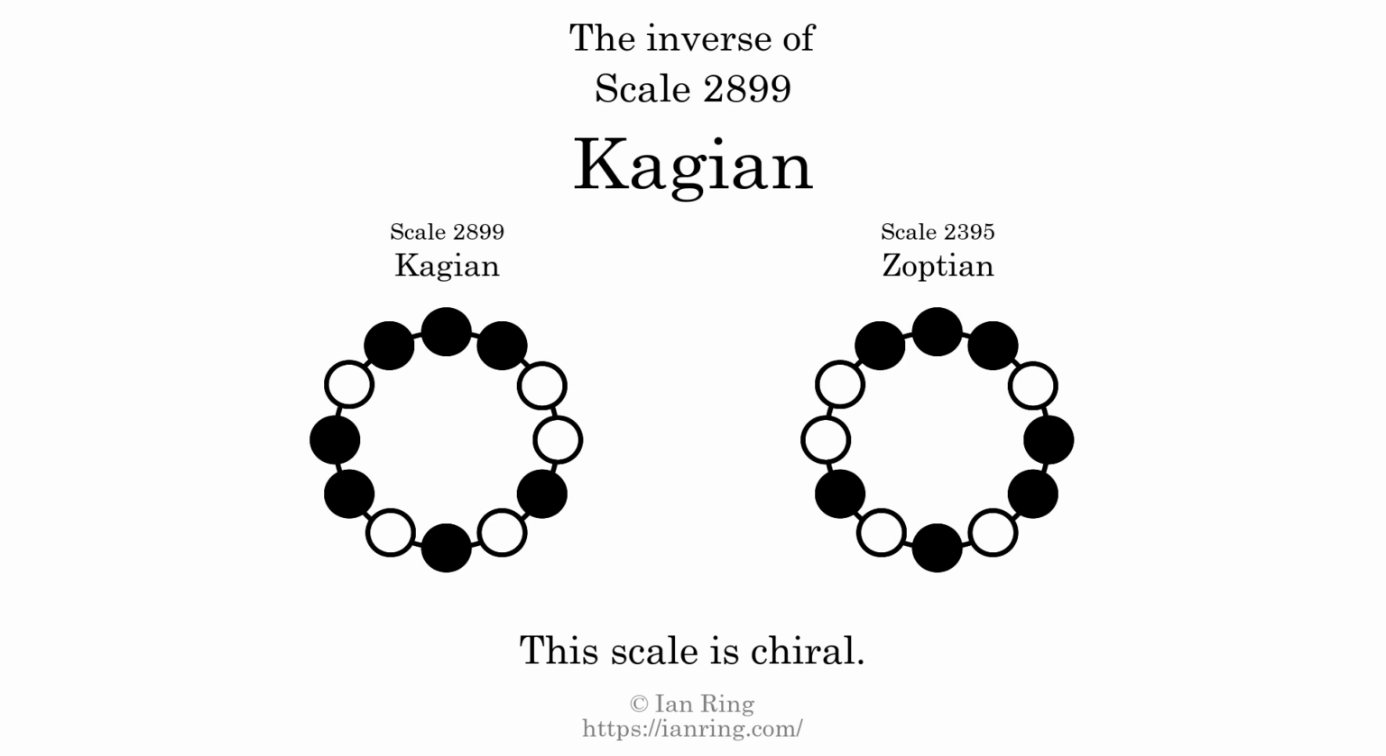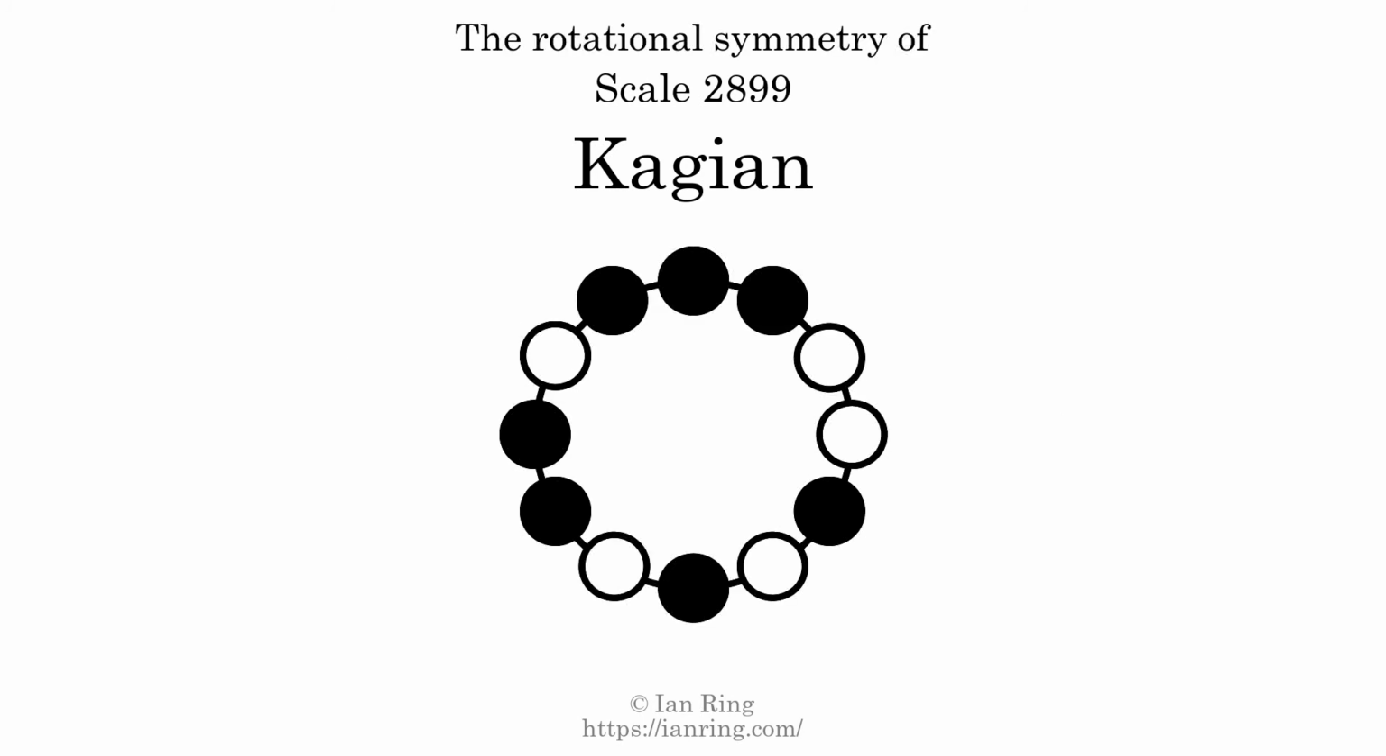The inverse of a scale is a mirror image. It is what you get when the sequence of intervals is reversed. The inverse of this scale is scale 2395, also known as Zoption. This scale is chiral. It cannot transform into its inverse by rotational transformation. This scale has no rotational symmetry.